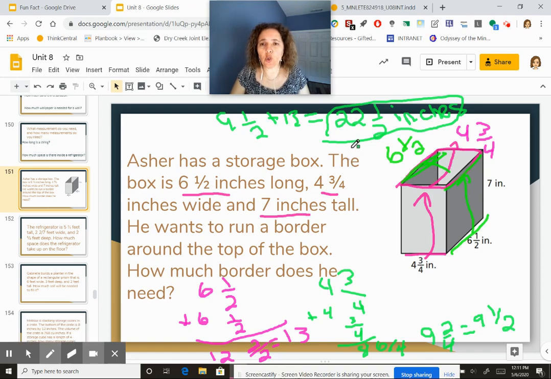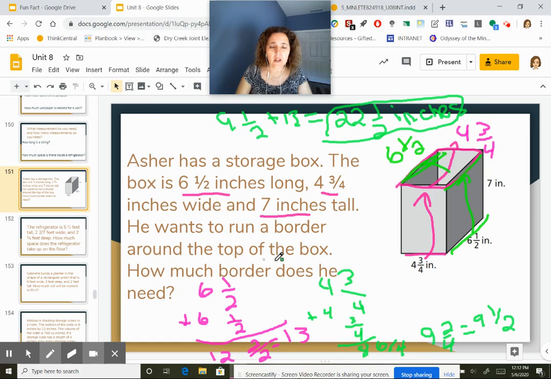Okay, if you came up with 22.5 inches of border, you are correct. So I did 6.5 plus 6.5. A half plus a half gives me 2/2, which is a whole. 6 plus 6 is 12, so 12 plus 1 is 13. And then I did 4 3/4 plus 4 3/4. That gave me 8 6/4. And 6/4 turns into 1.5, so that gives me 9 2/4, which is 9.5. Then I added 9.5 plus 13, and it gave me 22.5 inches.